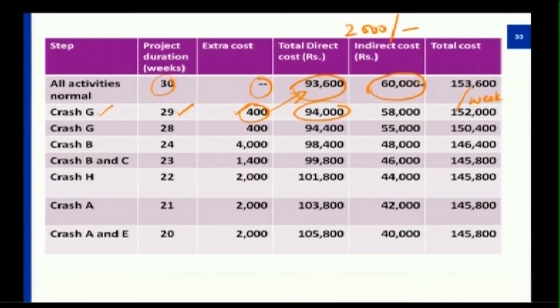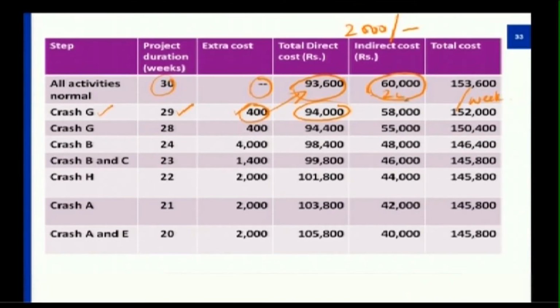Whereas the indirect cost, I am not utilizing for that particular week, so that would obviously get decreased. Per week it will be 2000, so I will decrease 2000 from this amount, which will be 58,000.